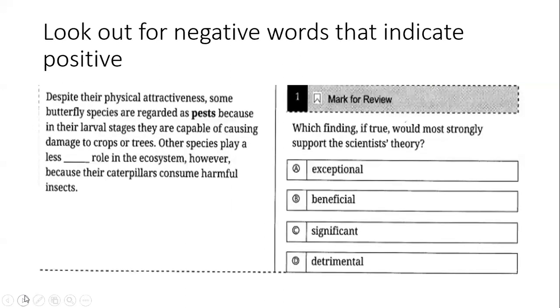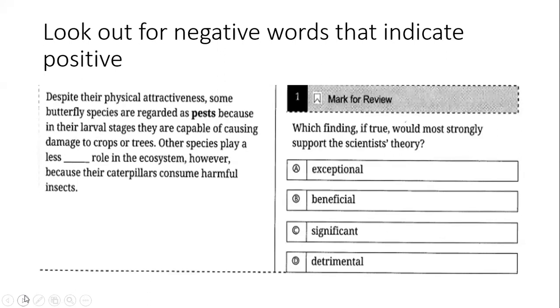Next, here comes another way to understand. Here are a few more contextual clues. Let's say negative words that indicate positive. This is the most challenging type of question, and often students end up marking the wrong answers. Why? Let's read it out, I'll read it out for you and tell you.